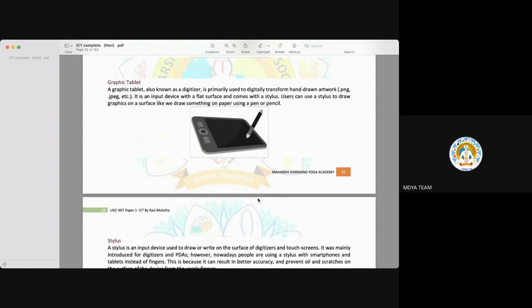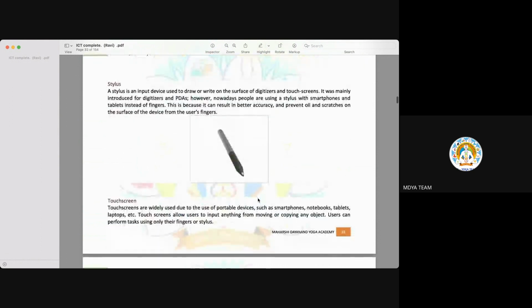It is primarily used to digitally transform hand-drawn artwork. Whatever you draw on the screen of this tablet can be saved as .png, .jpg, etc. You have to give the input on a flat screen with the help of a stylus, and this stylus draws the graphics on a surface, like we draw on paper using a pen or pencil. Using this stylus you can draw, and then store it or transfer it to another system. And this is the stylus.